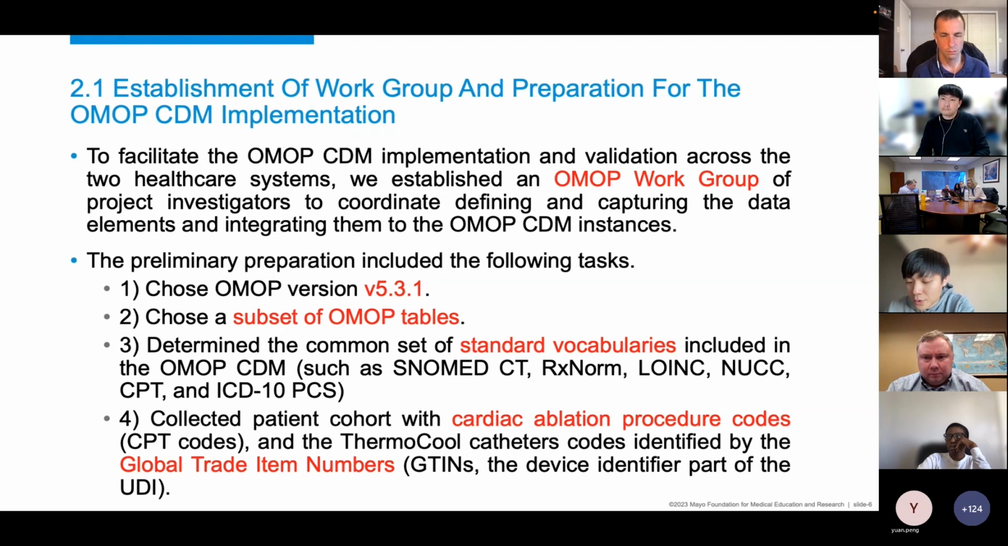The preliminary preparation included the following tasks. First, choose the OMOP version. Second, choose a subset of OMOP tables. Third, determine the common set of standard vocabularies. Fourth, collect the initial patient cohort with procedure code and thermal device codes. Here we use the GTINs.